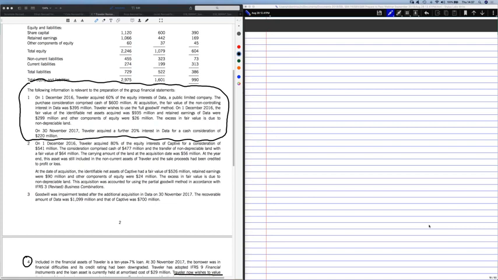It appears that on the 1st of December 2016, the acquisition of the 60% equity interest in Data gains control for Traveller. Therefore, that is the point of acquisition. And from that point onwards, as Traveller has full control, they will recognize 100% of the net assets of Data. They will recognize, at least initially, an NCI of 40% in the net assets of Data, and they will calculate the goodwill arising on acquisition. Does that make sense so far?